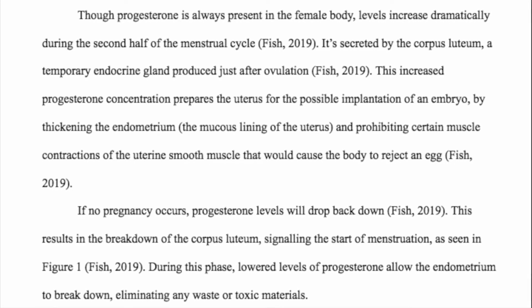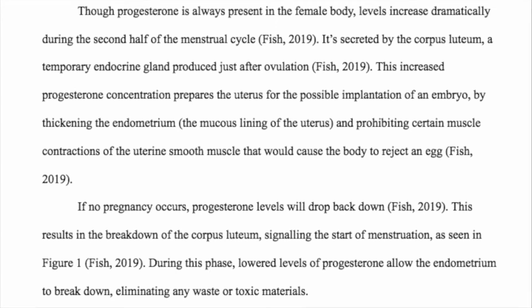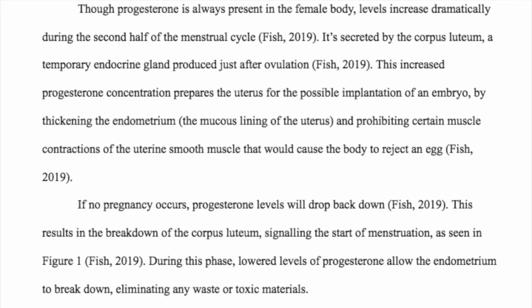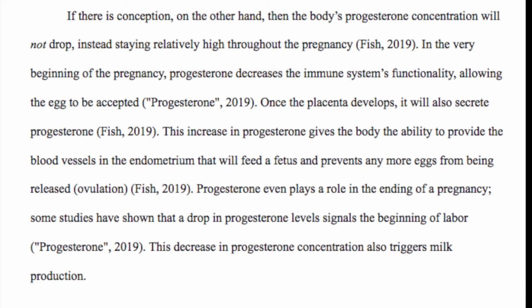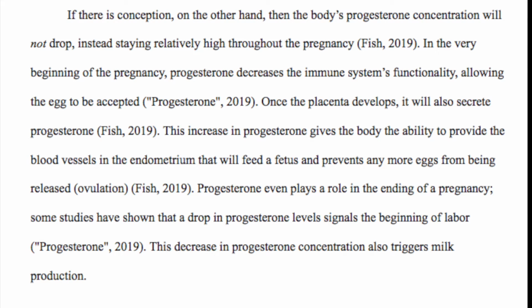This results in the breakdown of the corpus luteum, signaling the start of menstruation, as seen in Figure 1. During this phase, lowered levels of progesterone allow the endometrium to break down, eliminating any waste or toxic materials. If there is conception, on the other hand, then the body's progesterone concentration will not drop, instead staying relatively high throughout the pregnancy. In the very beginning of the pregnancy, progesterone decreases the immune system functionality, allowing the egg to be accepted. That's just incredible that the female body literally gets rid of its own defenses to allow the egg to be accepted. It's so mind-boggling.